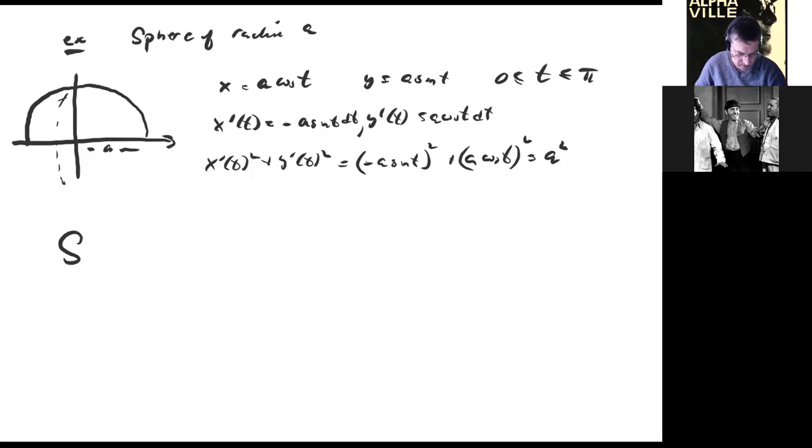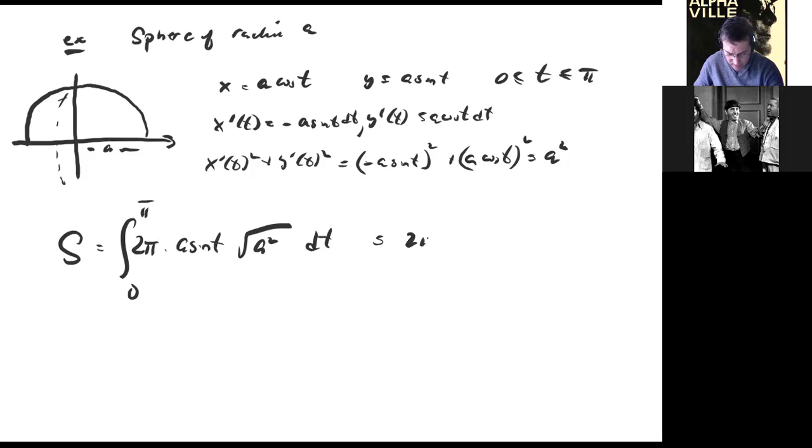So the surface area is the integral from 0 to pi of 2 pi, the y is a sine t, and then we have the square root of a squared, which is what we just calculated, and then dt. In other words, if we factor out all the constants, it's 2 pi a squared times the integral from 0 to pi of sine of t dt.